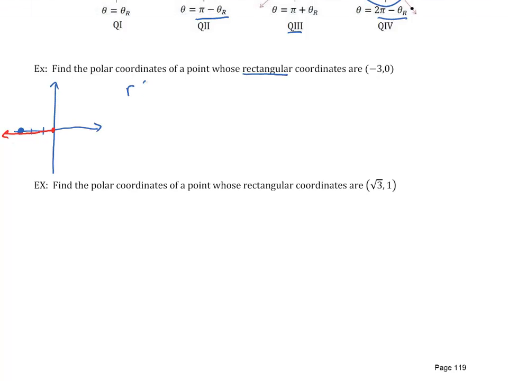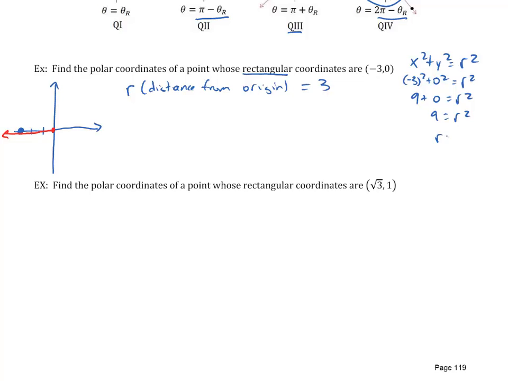Okay, r, the distance from the origin, is clearly 3. I don't even have to work out the problem. I could do x squared plus y squared equals r squared, which means -3 squared plus 0 squared is r squared. So 9 plus 0 is r squared. 9 equals r squared, so r is 3. Or I could just have counted. In this particular case, that's actually simple.